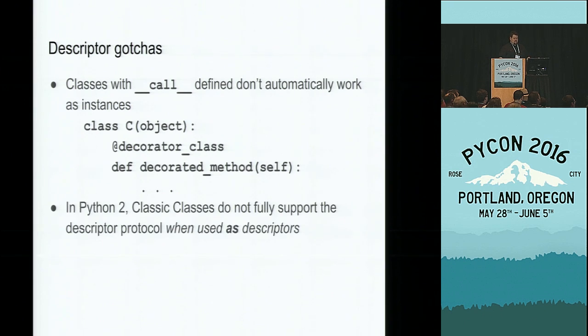Another gotcha is that if you're in Python 2 and you didn't inherit object, if you're using old style classes, classic classes, they don't really work completely as descriptors, but hopefully no one's making any new classic classes today.